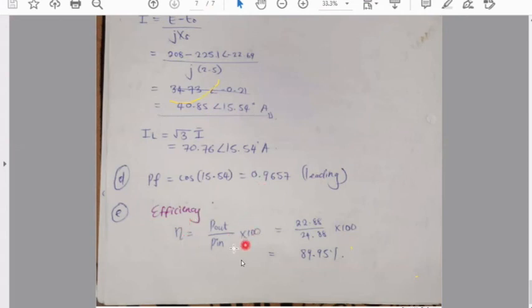Efficiency is a simple formula. Efficiency is equal to power output divided by power input multiplied by 100, and you get the efficiency to be 89.95. And that brings us to the end of today's session.